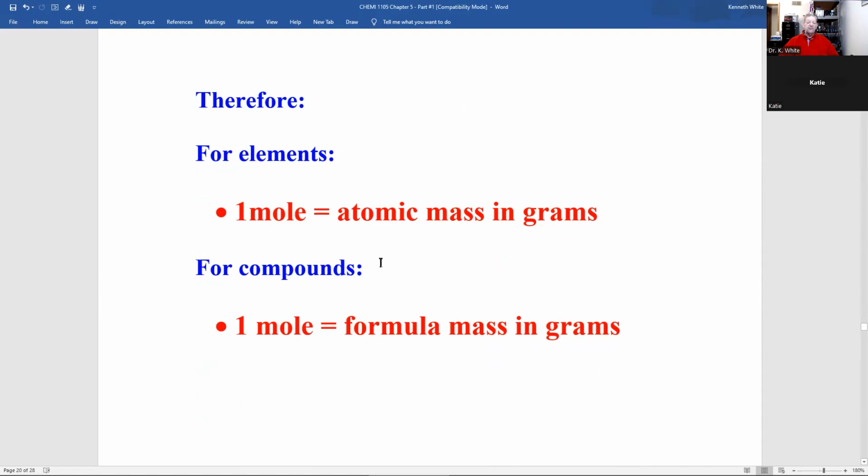And this is important, if not more, for compounds. 1 mole of a compound equals the formula mass, otherwise known as the molecular weight in grams of that compound, which is why I just spent the time before the break teaching you how to calculate the molecular weight.